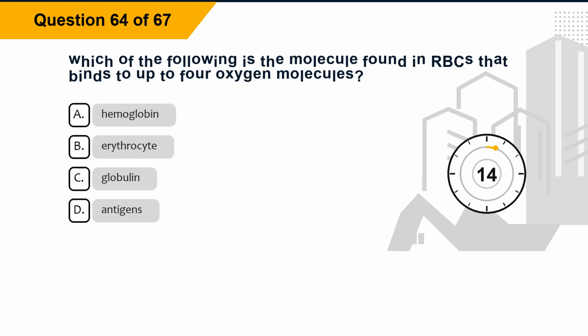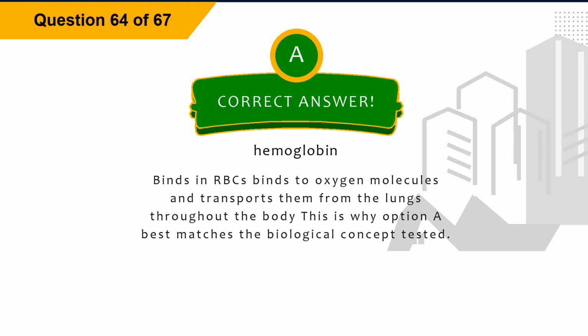Question 64. Which of the following is the molecule found in RBCs that binds to up to 4 oxygen molecules? Option A, hemoglobin. Option B, erythrocyte. Option C, globulin. Option D, antigens. The correct answer is option A, hemoglobin. Explanation: hemoglobin in RBCs binds to oxygen molecules and transports them from the lungs throughout the body. This is why option A best matches the biological concept tested.